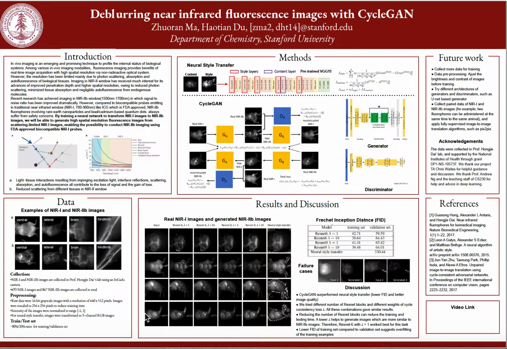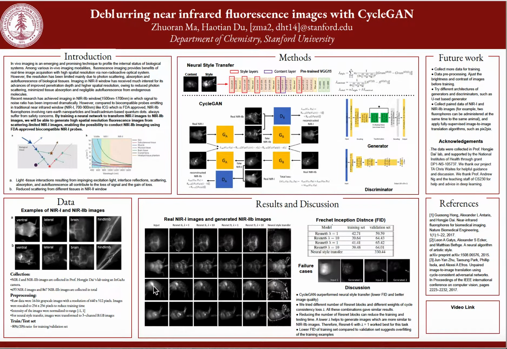Let's first look at the results generated by neural style transfer. It seems that it has lower background and higher contrast. However, there are some artifacts. For example, let's see this picture. The bright region here actually corresponds to the spleen of an animal. It should be bright, but after neural style transfer, there are some dark spots here, which is very artificial.